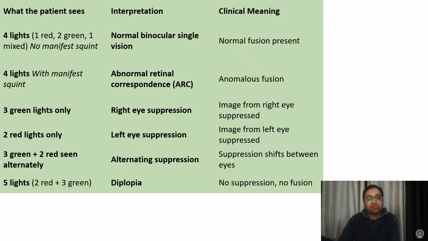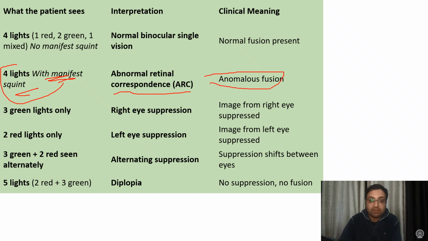Coming on to the interpretation, when the patient sees 4 lights, then this is the normal single vision, normal fusion is present. But if the patient is seeing the 4 lights with the presence of manifest squint, this means this is abnormal retinal correspondence, which means there is anomalous fusion.